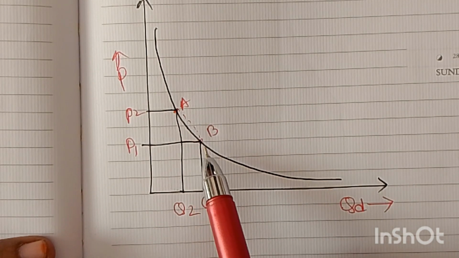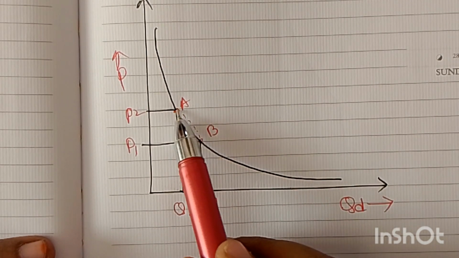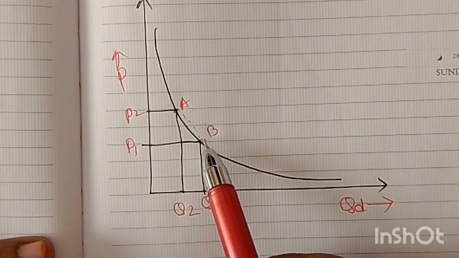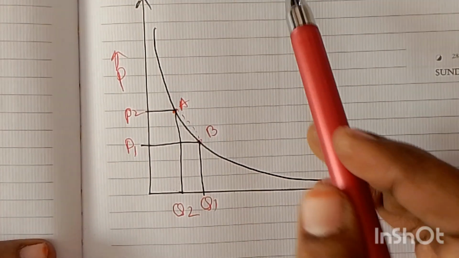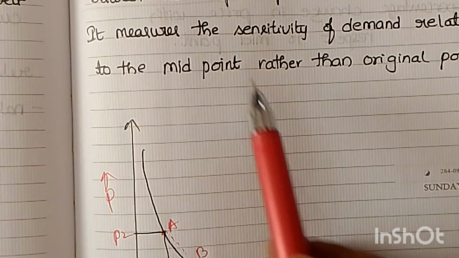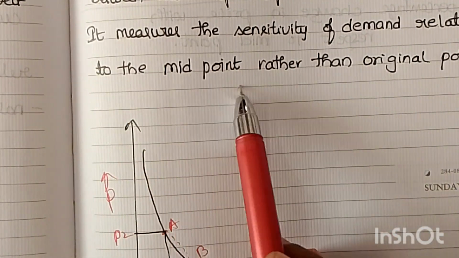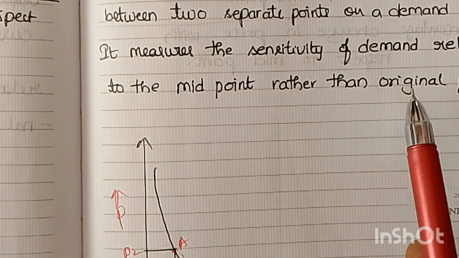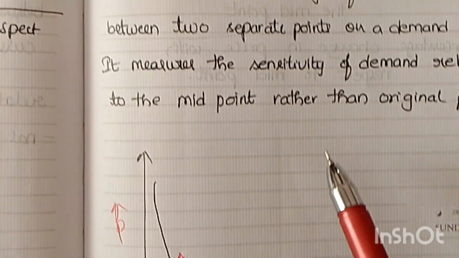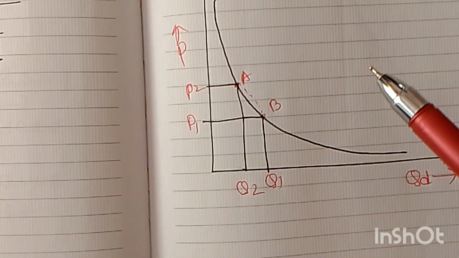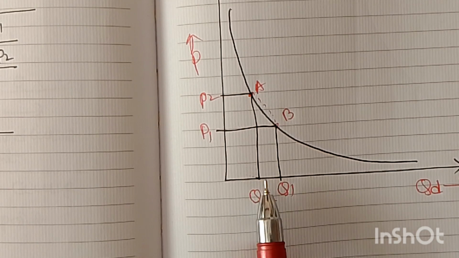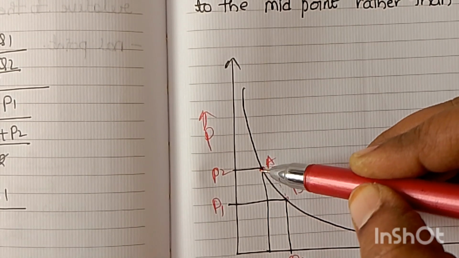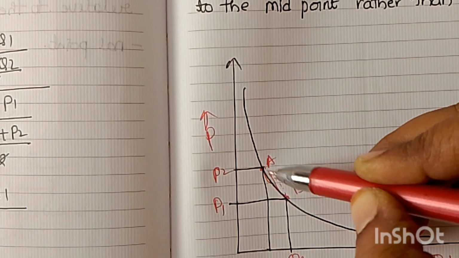But coming to the arc elasticity, we are finding the average or midpoint of the elasticity values. Okay, so here we are measuring the sensitivity of demand related to the midpoint rather than the original point. So here we can gain the accuracy of the elasticity from this method. Okay, so this is the concept of arc elasticity. Here arc means the shape is nothing but an arc shape.